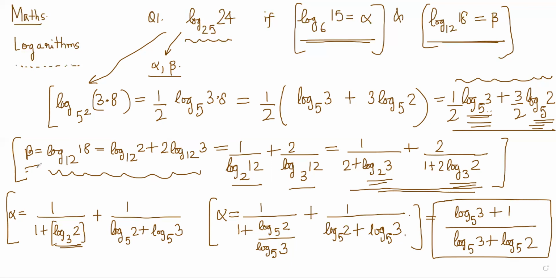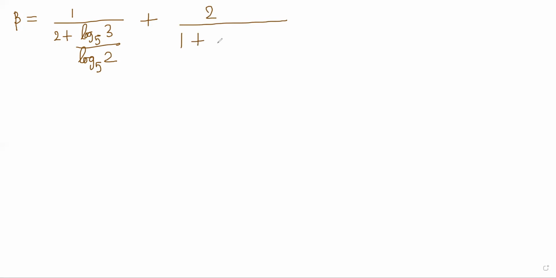Similarly, now we can convert beta also to base 5. What we need to do is convert each of these two logs into base 5 logs, right? So beta will be equal to 1 by 2 plus, it was log base 2 of 3, so I will write it as log 5 3 by log 5 2, right? Plus 2 by 1 plus, it was 2 times log base 3 of 2, so I will write 2 times log 5 2 by log 5 3, right?